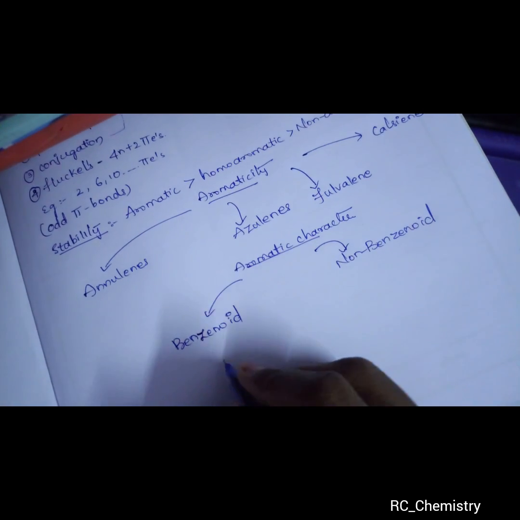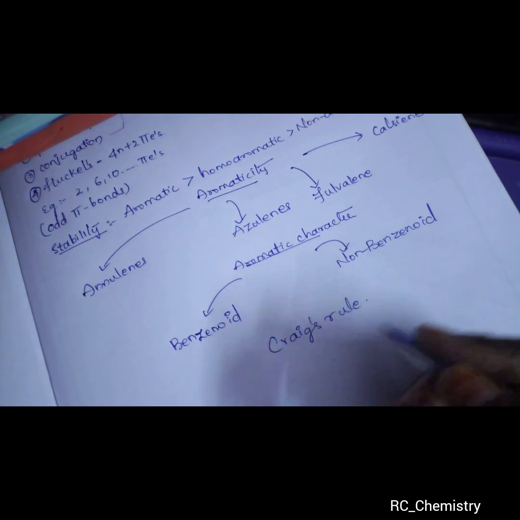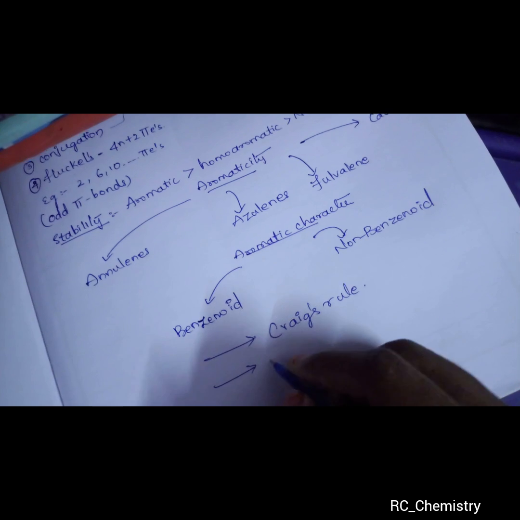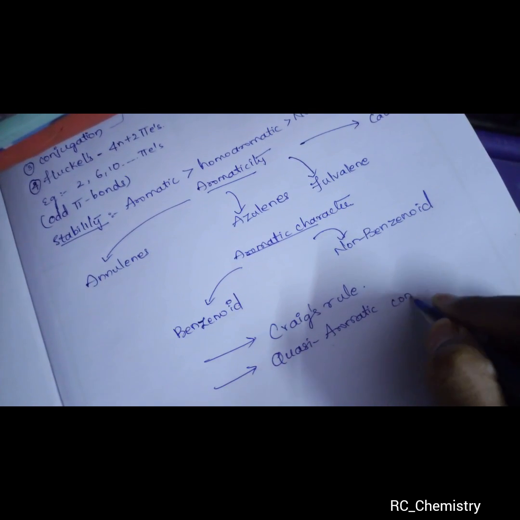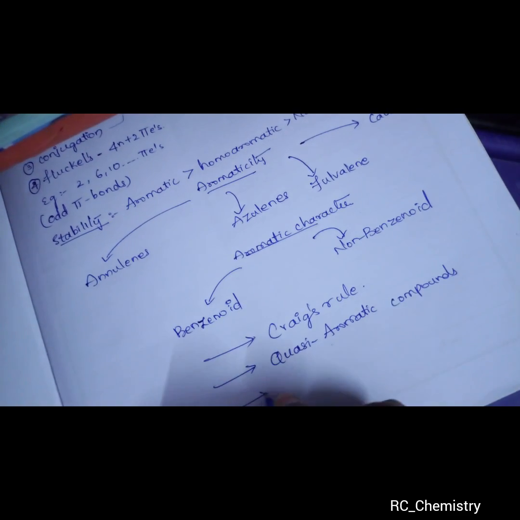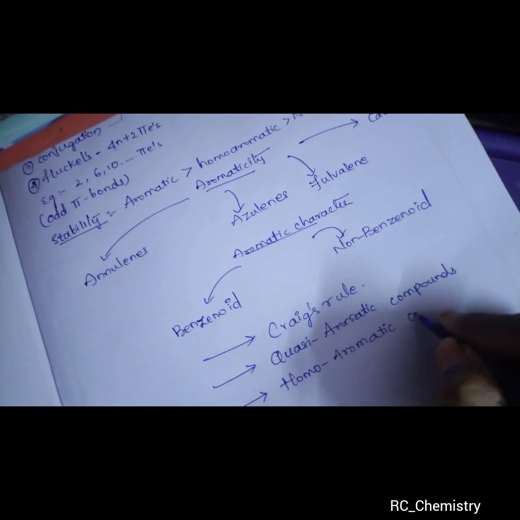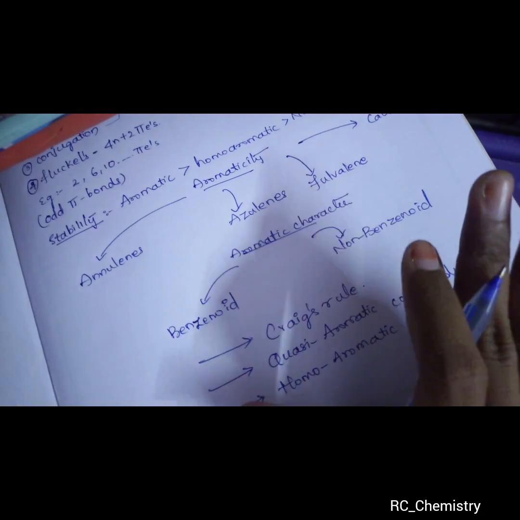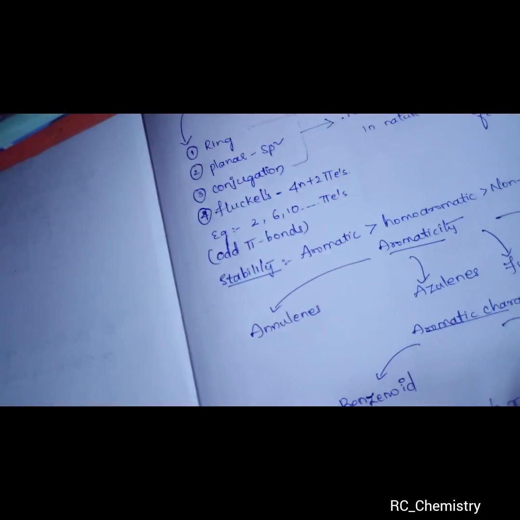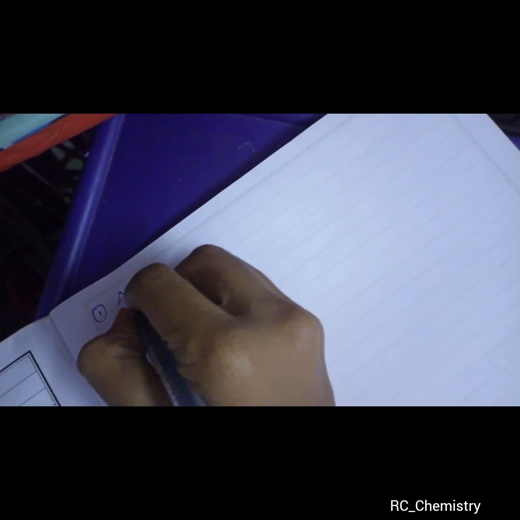And then finally we can check Craig's rule, and then quasi-aromatic compounds, and then homoaromatic compounds. If we clearly understand this concept, it is enough to solve problems on aromaticity. So in this video I am going to explain the annulenes.